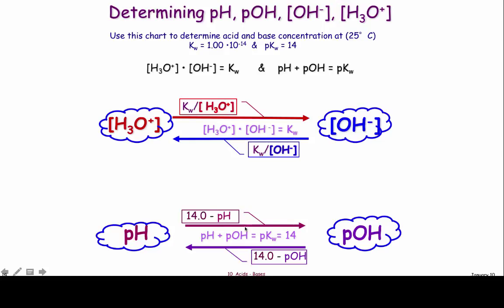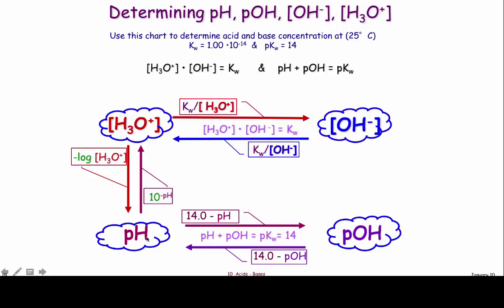Here, this is much easier. pH plus pOH equals 14. So if you're given the pH, subtract the pH from 14 and you get the pOH. If you're given the pOH, subtract the pOH from 14 and you get the pH. Now what's the relationship between pH and hydronium? It's a negative log value. Given the hydronium and you take the negative log of that number, you get the pH.